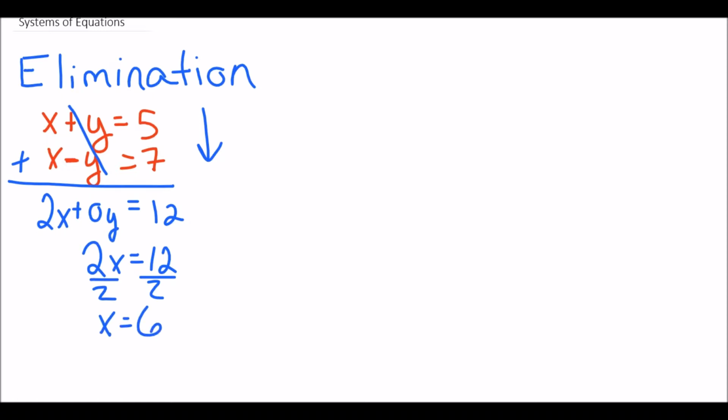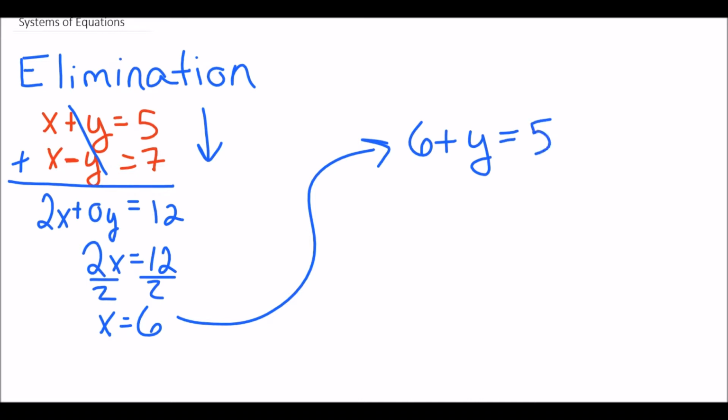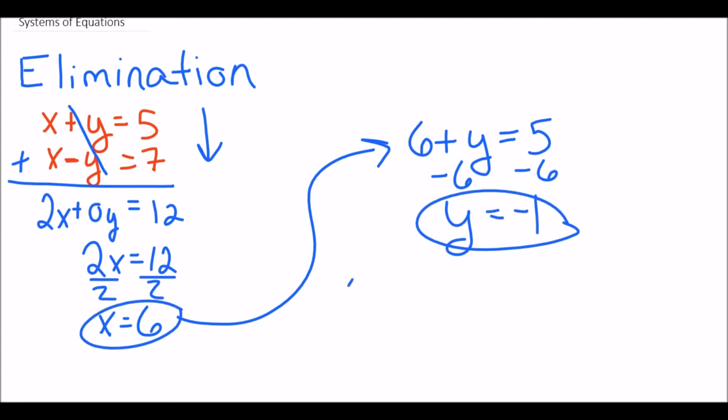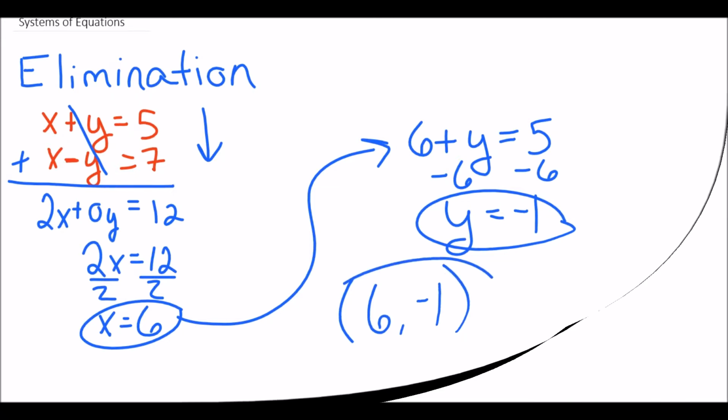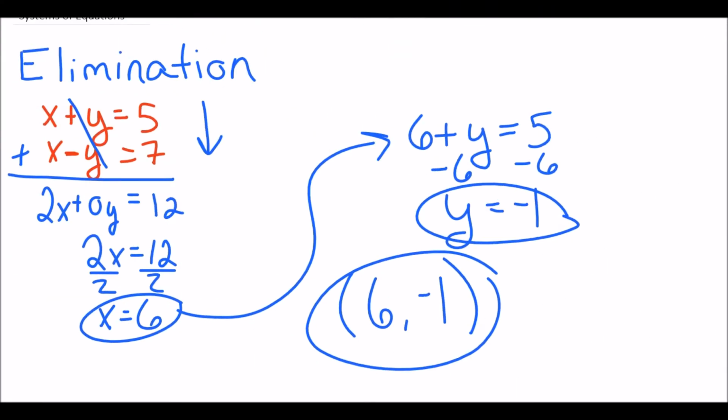All right, we're halfway there. Now we just need the other variable. So from there, we're just going to plug this number into one of the equations. I'm going to pick the first equation: 6 plus y equals 5. To solve for y, we subtract 6 from both sides, and we get y equals -1. And so there's our solution to these equations: 6, -1. On to example number 2.